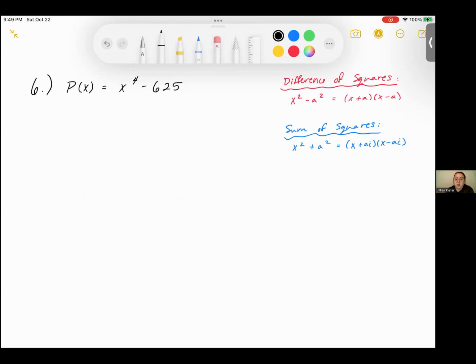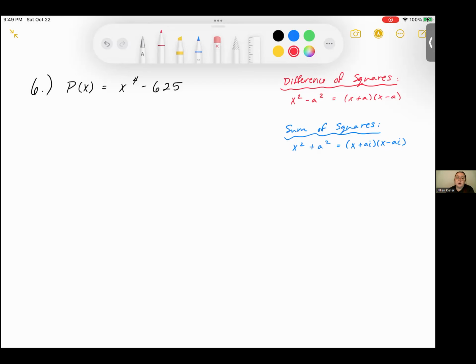And if we look over to the difference of squares, what we see here is that if we have x to the power of 2 minus some number to the power of 2, that would factor into x plus a times x minus a. Now, just as an example, let's take p of x and say it's x squared minus 625 instead. We're going to cut the exponent in half. And this works for other factoring ways as well, not just for the difference of squares.